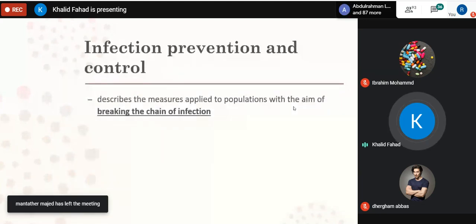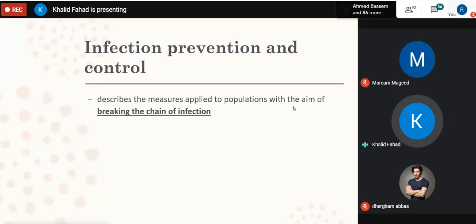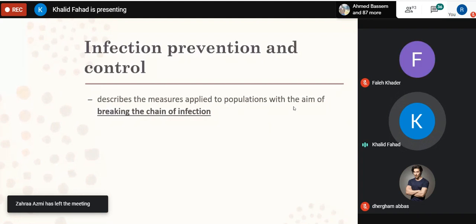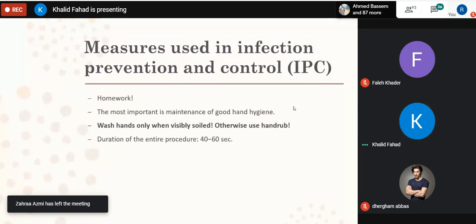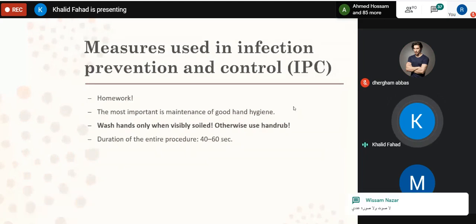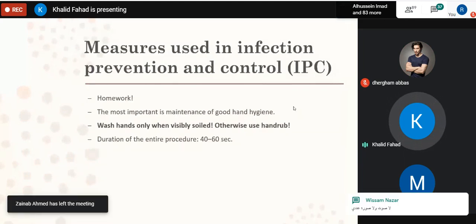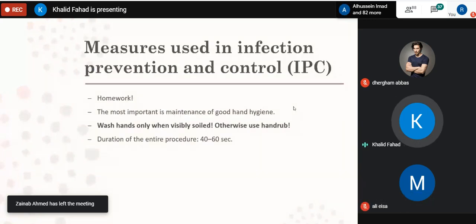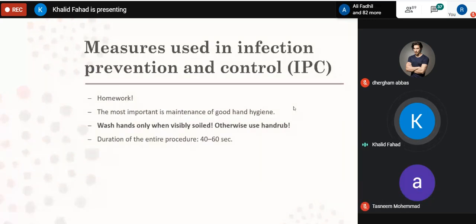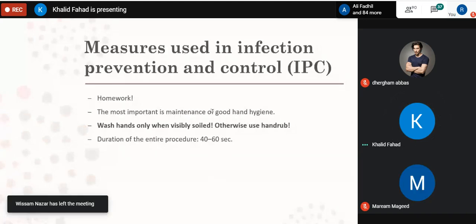One of the ways to break the chain of infection is prevention and control, which describes the measures applied to populations with the aim of breaking the chain of infections. This is the concept: break the chain of infection in order to control the disease. What are the measures used in infection prevention and control inside the hospital? This is important. How can we prevent infections in the healthcare setting? This is homework also. But I give you a highlight.